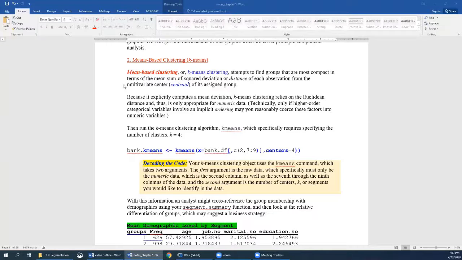It could be a real observation, or it could not be. Oftentimes it's just an average value in the center of that data cloud. And then this method uses the distance from this point, the centroid, to all of the observations and wants the smallest distance possible for all of the observations within the cluster.